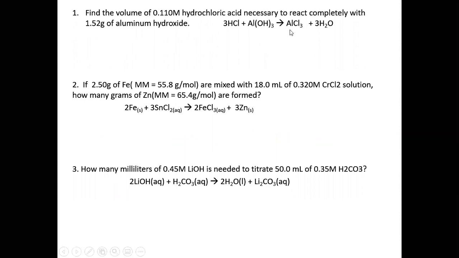Number one, we already did a problem like that, so we're going to skip number one. That was similar to what we just did, so I'll just cross that one out. So next we go to another type of solution stoichiometry.